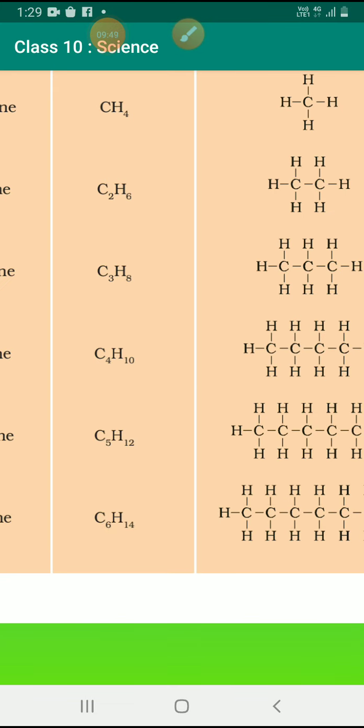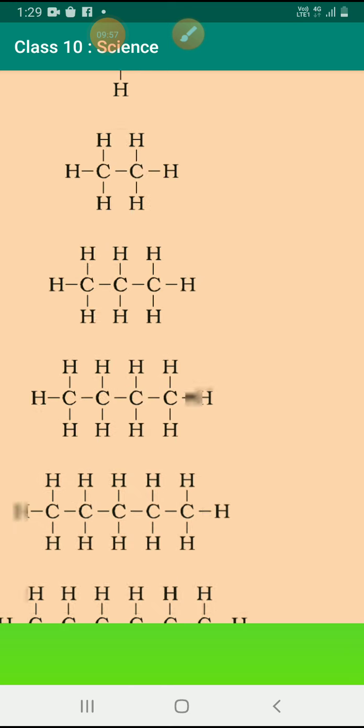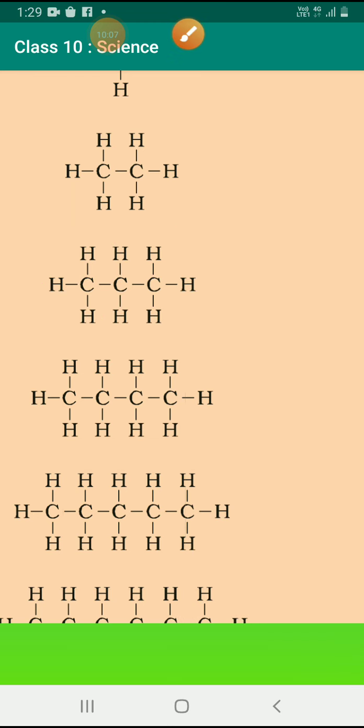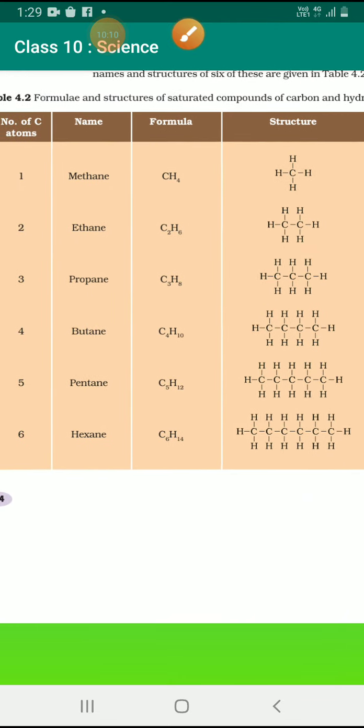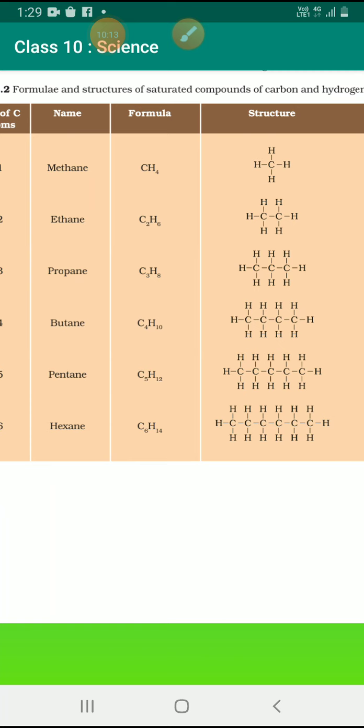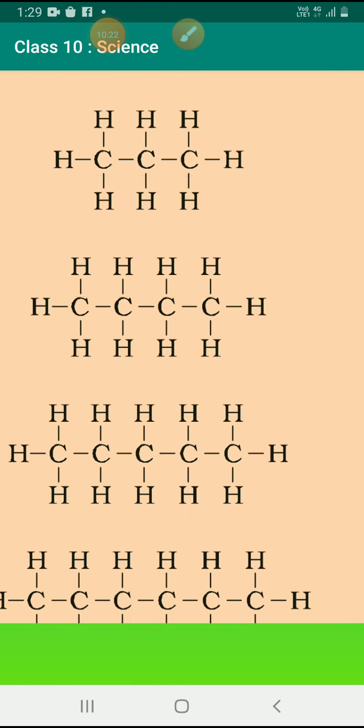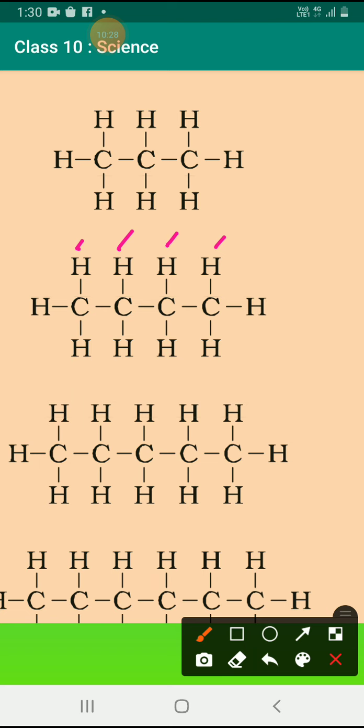And then propane, C3. If you put the n value as 3 in the CnH2n plus 2 formula, you get H8. So here 3C, 1 2 3, C3H8, 1 2 3 4 5 6 7 8 hydrogen atoms connected. Okay, so next butane, 4C, C4. If you put the n value 4 in the CnH2n plus 2 formula, you get H as 10. So here also the structure is written, 1 2 3 4, 4C, connected with 10H. How 10H? Look here, 1 2 3 4 5 6 7 8 9 10, 10H.